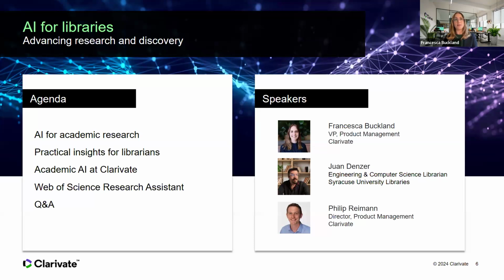We've got Juan Denzer from Syracuse University joining us today, and he's going to share some of his insights in how he's using AI and thinking about AI at Syracuse. We've got a section on academic AI at Clarivate and what we're doing internally to build and use academic AI. And then my colleague Philip Ryman is going to be doing a bit of a section on the Web of Science Research Assistant, a new tool from Clarivate, and he's going to be doing a demo as well.